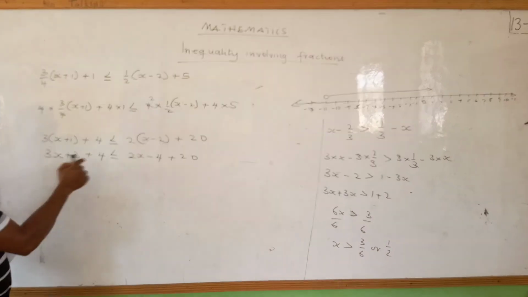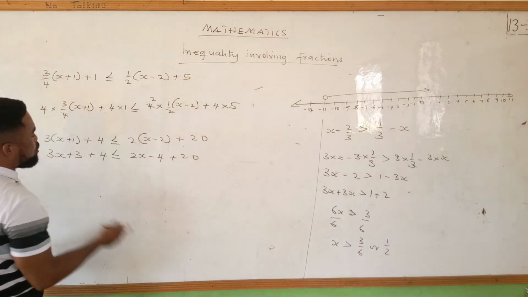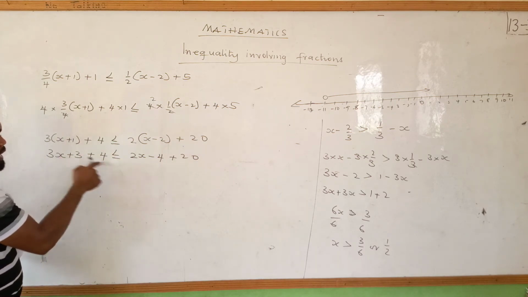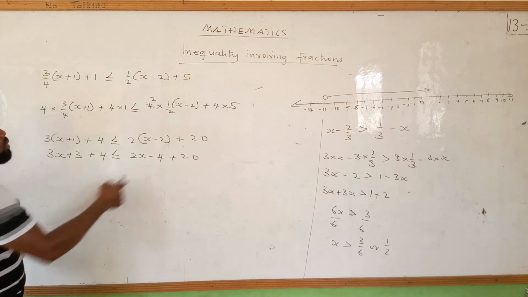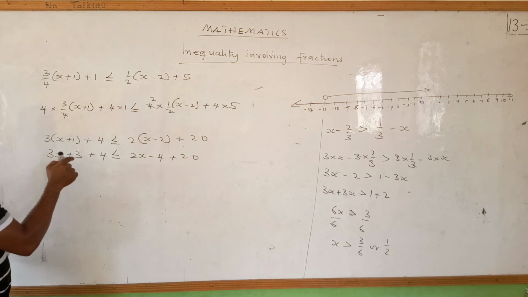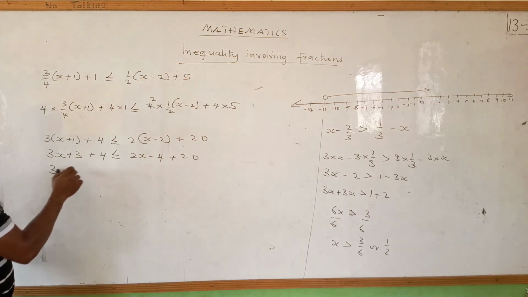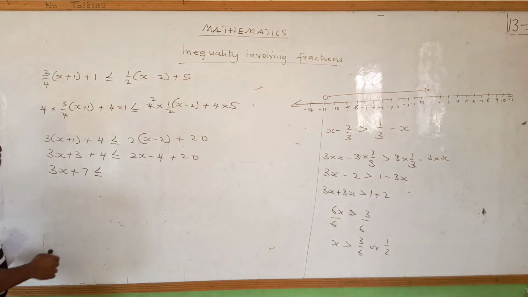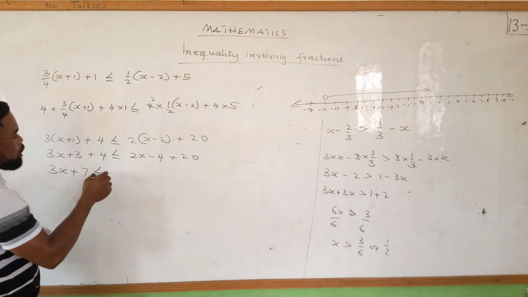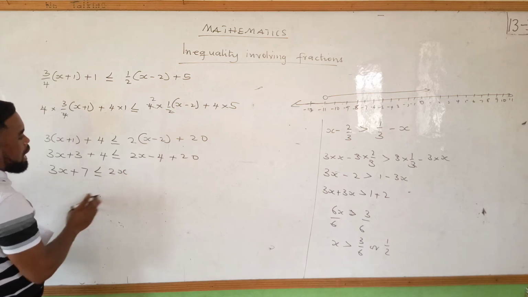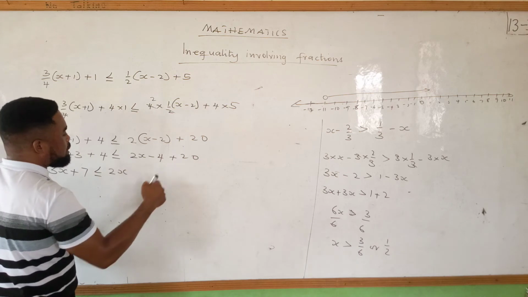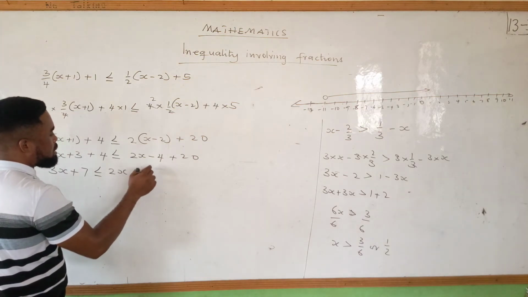Now, you could see that numbers are here, numbers there, so you can manipulate them. Don't bother yourself grouping, just work with them. So 3x, they are all positive, so it will give us plus 7, less or equal to 2x, and negative 4 plus 20 gives us 16.